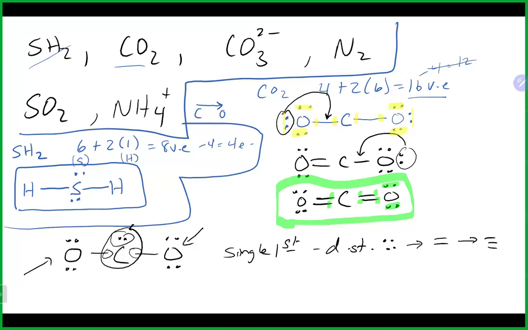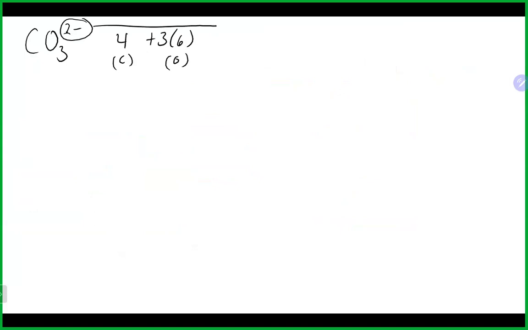All right, let's do CO3 2 minus there, CO3 2 minus. So in this particular case, we have 4 for the carbon. We have 6 for the oxygen. There's 3 of them. So carbon, that's oxygen. And then obviously here we have a -2, which means it has gained electrons. So we will need to add 2 more electrons to our total. And that's 18, 20, 24 in this case again.